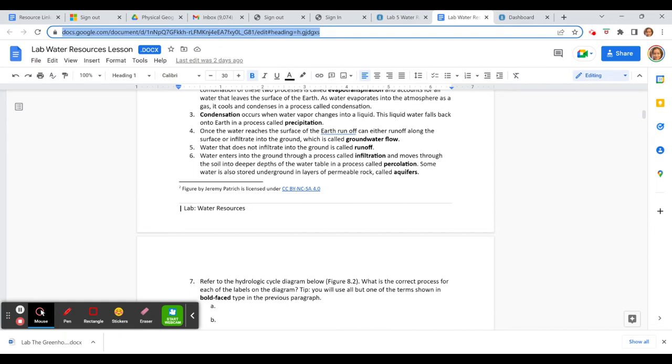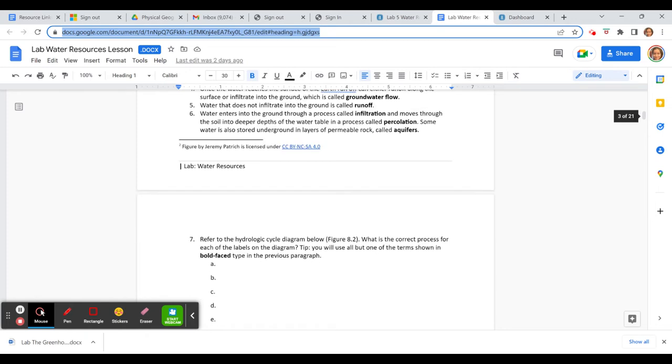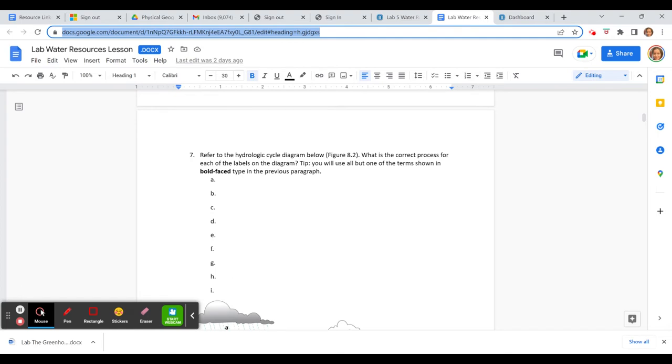Once the water reaches the surface of the earth, it runs as runoff. It can either run off along the surface, or soak, or infiltrate into the ground. And when it infiltrates in the ground, we call this groundwater flow. Water that does not infiltrate into the ground is called runoff. Water that enters into the ground through a process called infiltration moves into the soil through a process called percolation, and then it's stored underground within the rock or rock spaces, and this is called groundwater and aquifers.